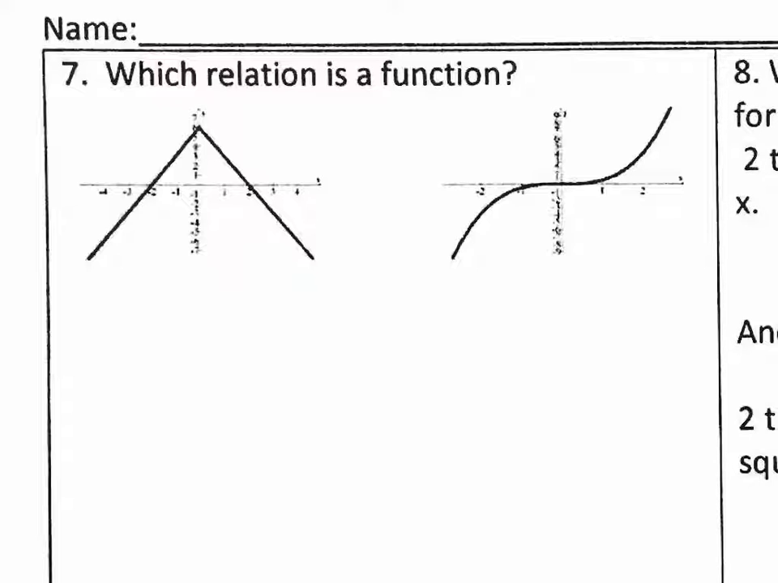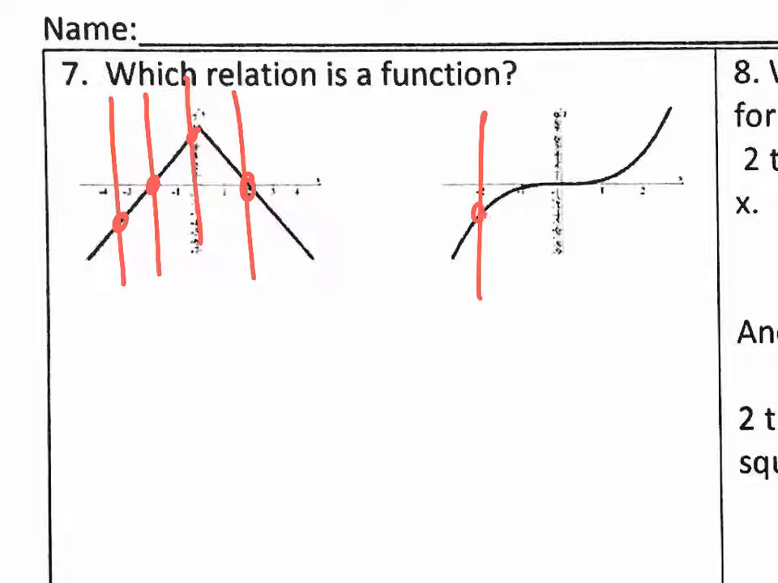So, which relation is a function? Is this a function? Yes. Is this a function? Yes. Both of them are functions, right? Why? Because they pass the vertical line test. If you draw a vertical line, it only touches once. Same thing over here. Draw a vertical line, it touches once.